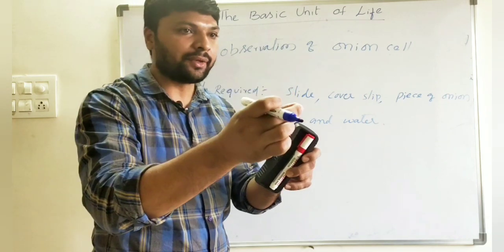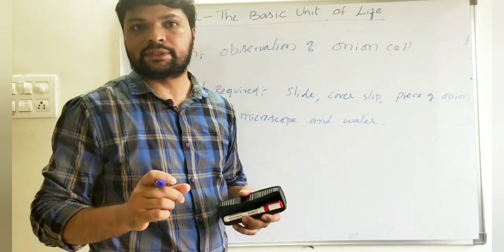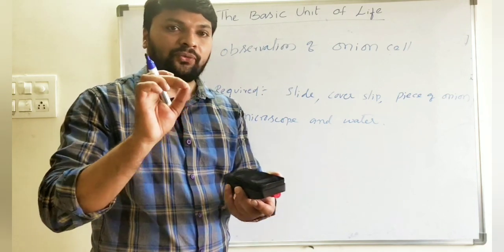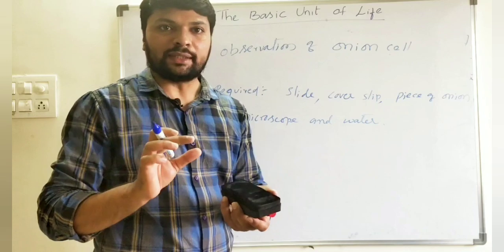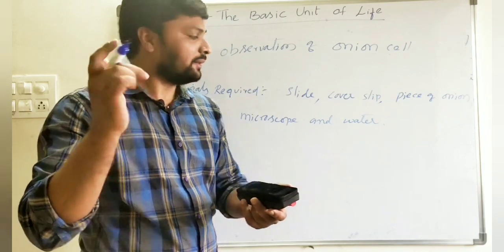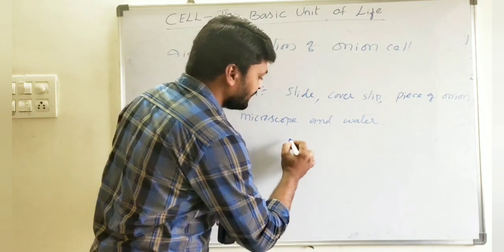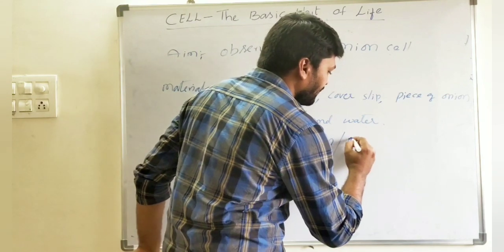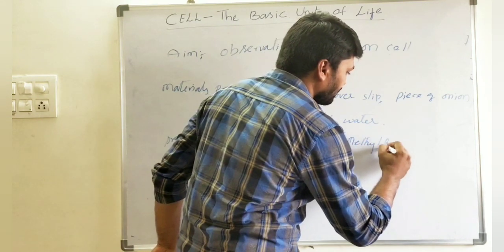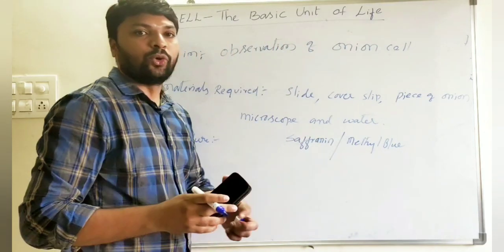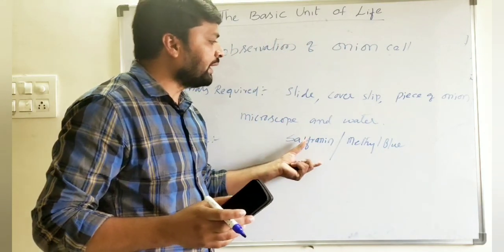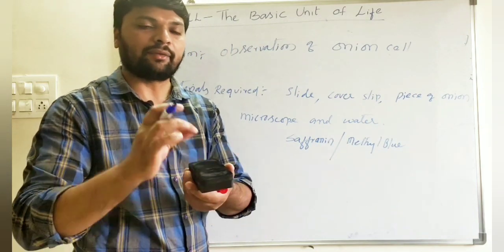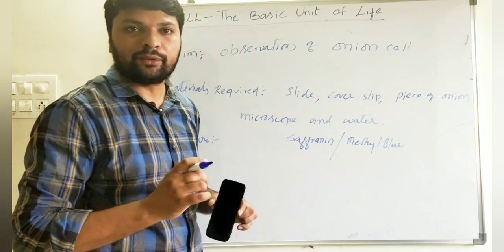Separate the membrane from the two pieces, cut it into pieces and place it on the slide in a drop of water. To see a clear nucleus, you need to add an indicator, safranin or methyl blue. We stain to observe the nucleus with the help of safranin or methyl blue, cover it with a cover slip and observe it under the microscope.